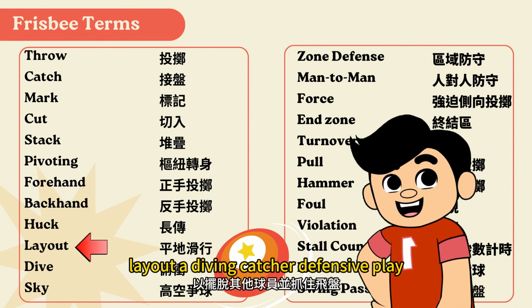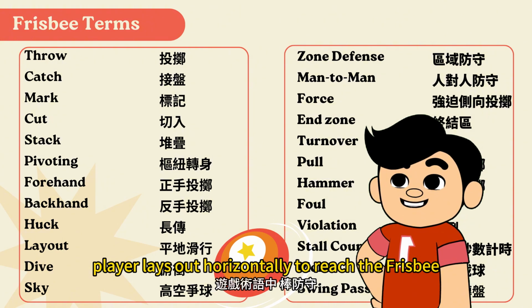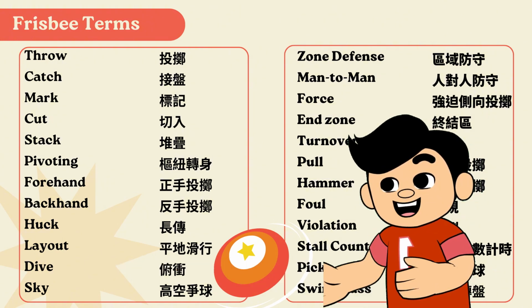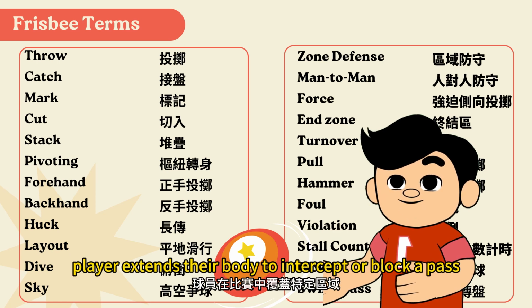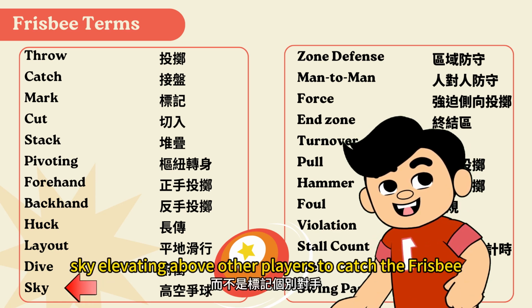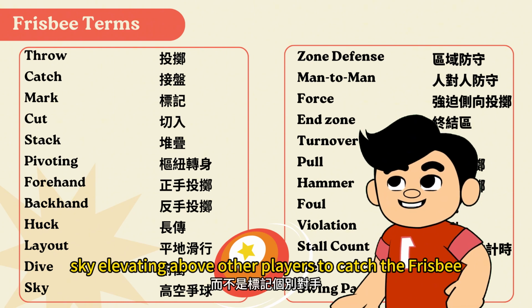Layout: a diving catch or defensive play where a player lays out horizontally to reach the Frisbee. Dive: a dynamic defensive move where a player extends their body to intercept or block a pass. Sky: elevating above other players to catch the Frisbee in midair.